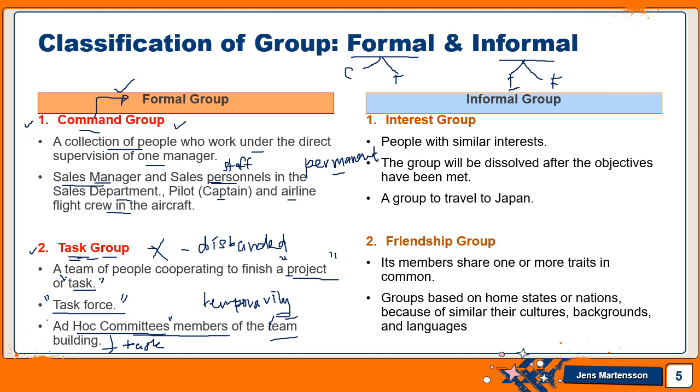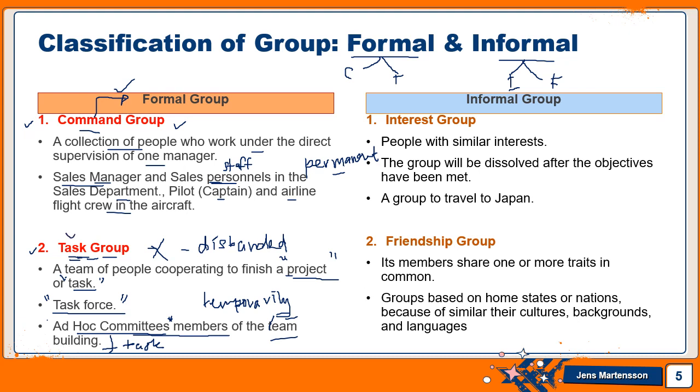Tak ada dah. Okay, same goes to, let's say I assign you to form a group to organize an annual dinner. Okay, for this semester, for this year. So, once the annual dinner has been organized, dah habis, completed, then there is no more committee members or group for that particular annual dinner, no more. So that is called a task group.